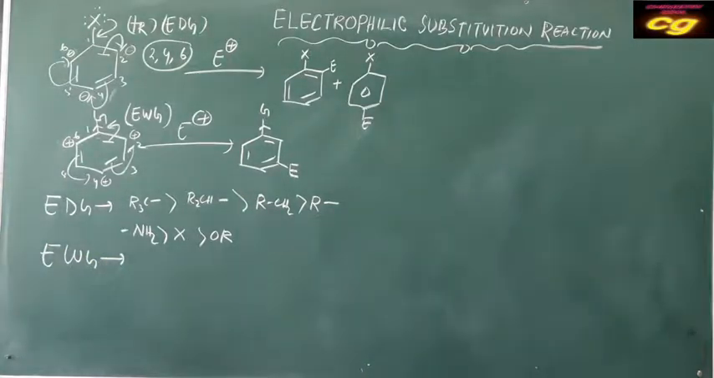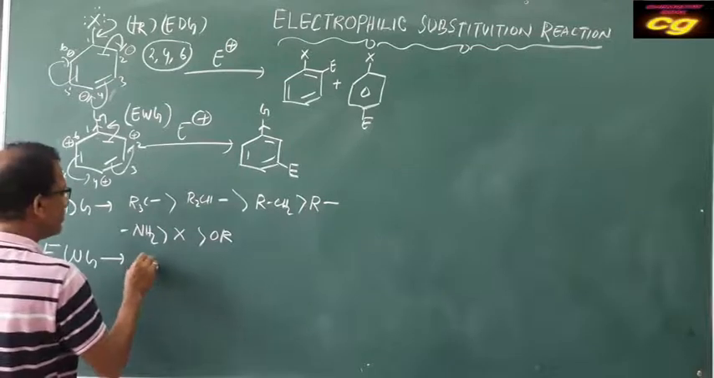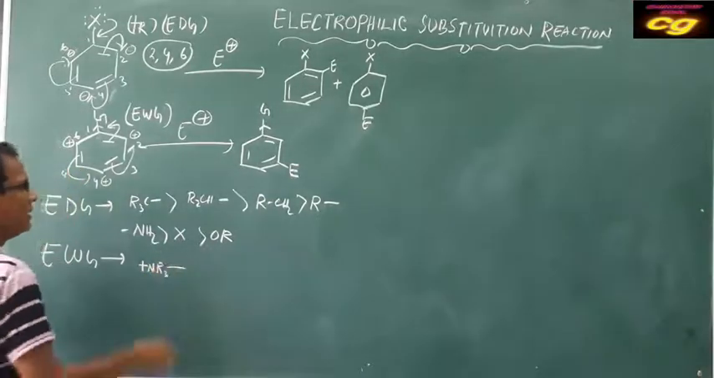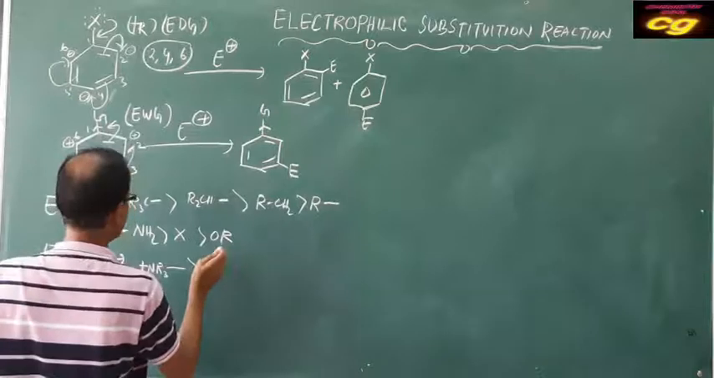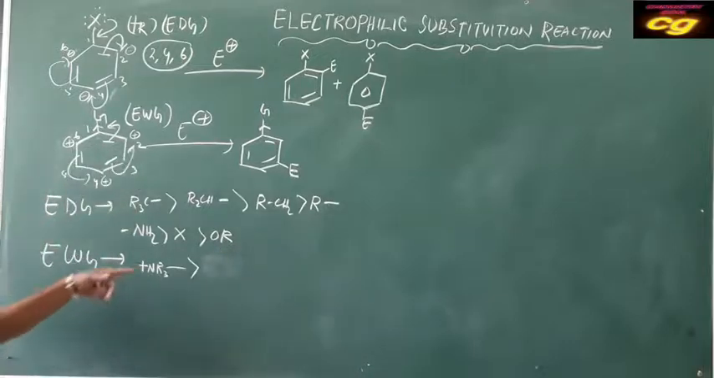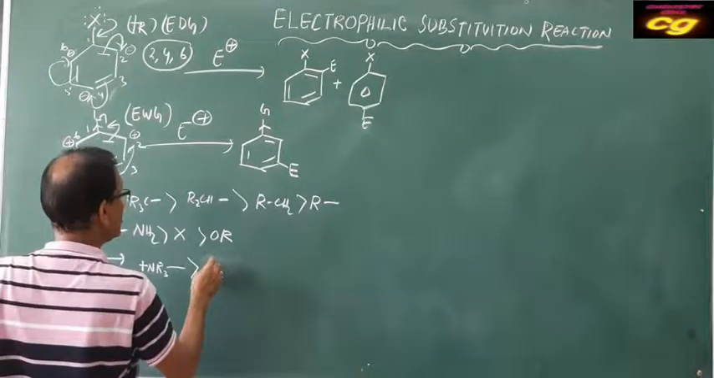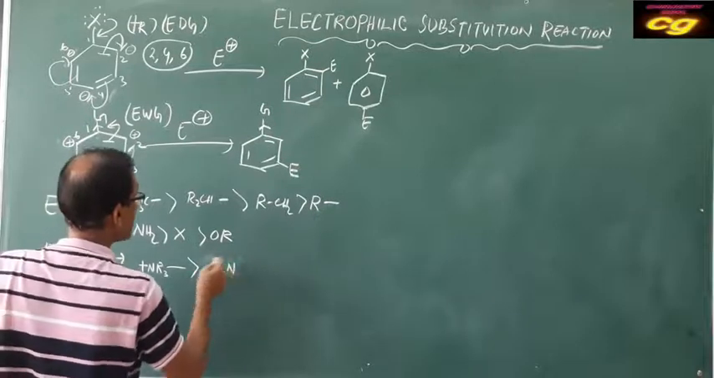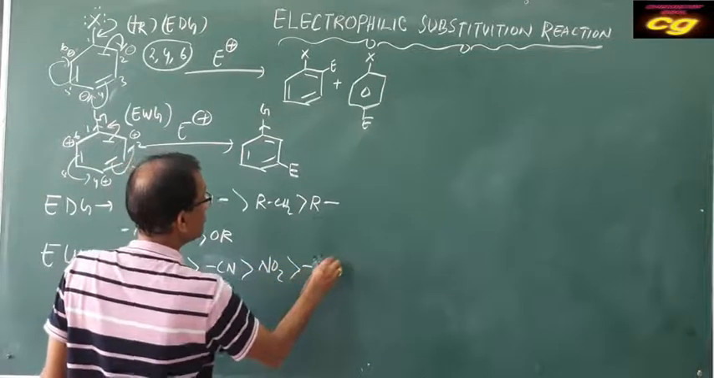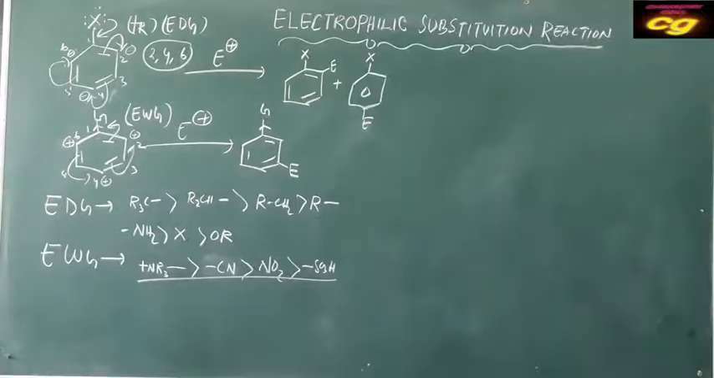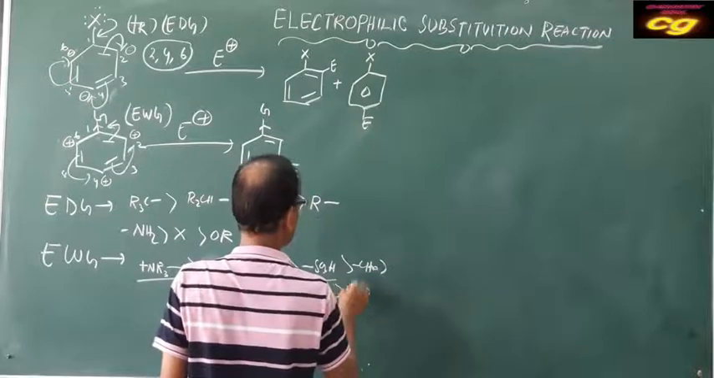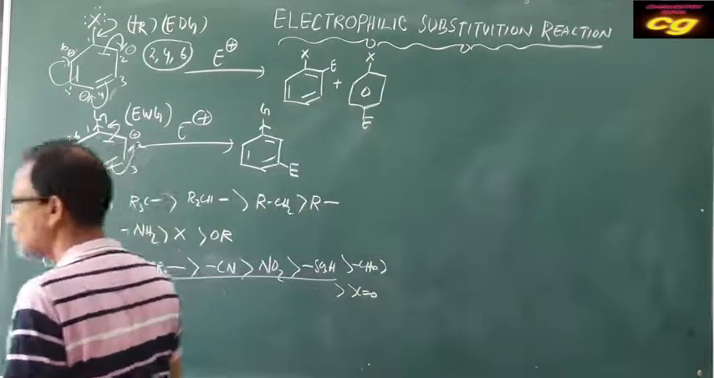Electron withdrawing group generally, that plus NR3, this group is greater than that electron withdrawing group. You also hear cyanide, then nitro, sulfonic group, like this. These are electron withdrawing groups. And also aldehyde, ketone. So these are electron withdrawing groups.